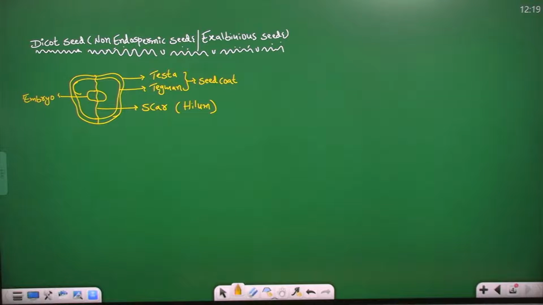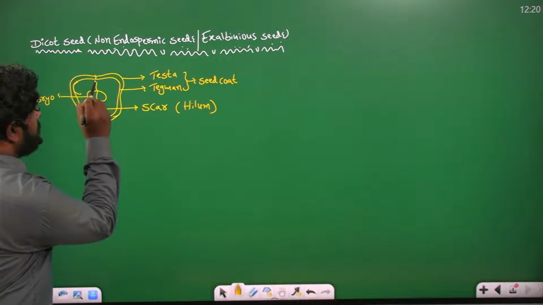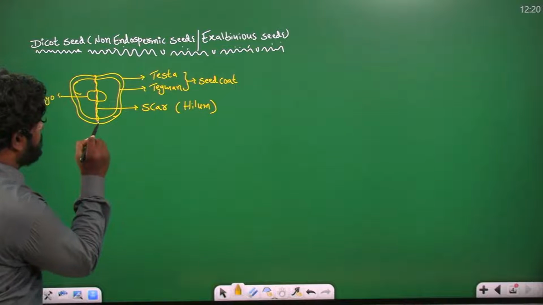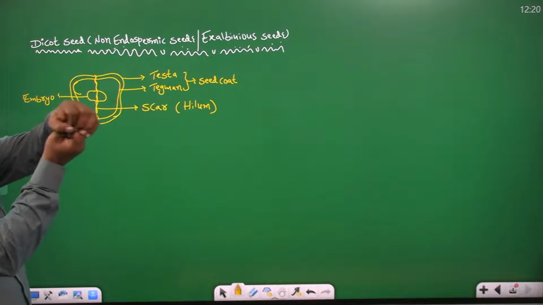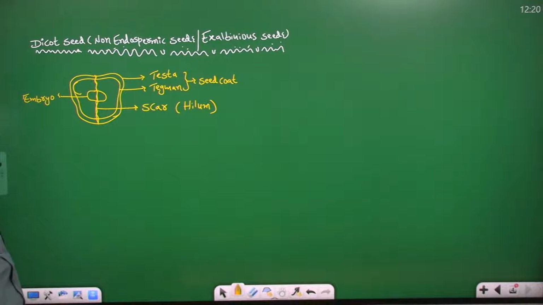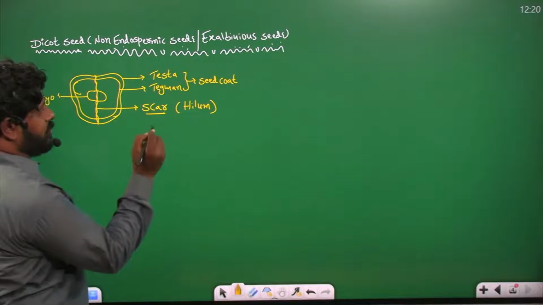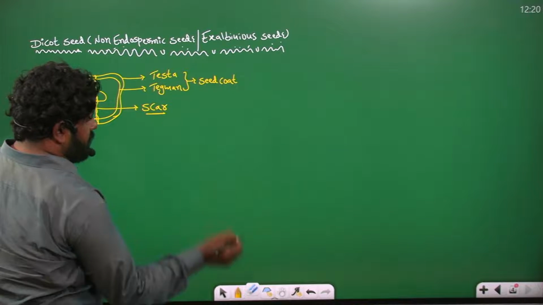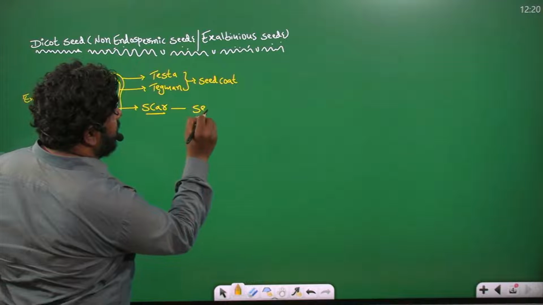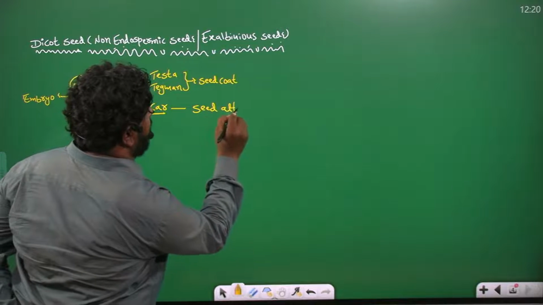On the surface of the dicot seed, a thick line is present. That thick line is called the scar. It is the representative of the hilum. See, listen, this thick line on the surface of the seed is called the scar. With the help of the scar, the seed is attached inside the ovule. With the help of the scar, the seed is attached inside of the fruit.